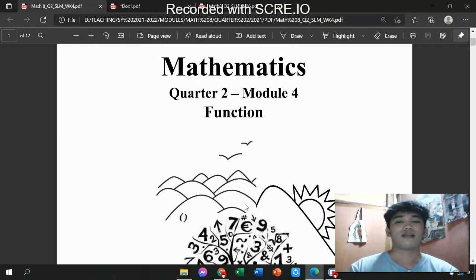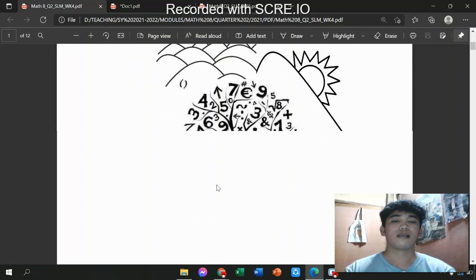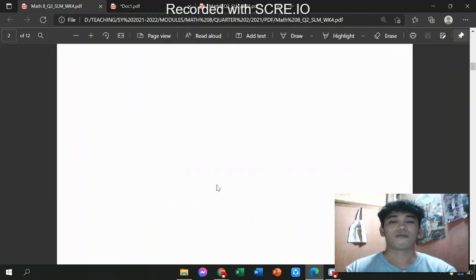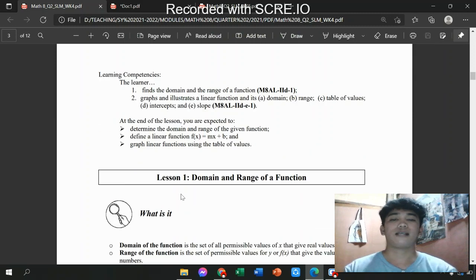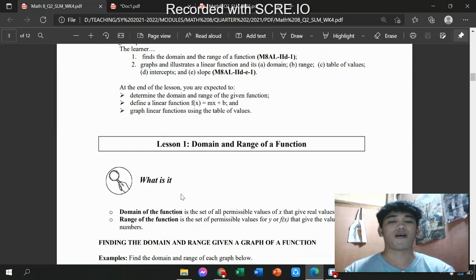Nanata idea unsa ang function, di ba, sa module 3. So in this module we are expected to determine the domain and range of the given function, define a linear function f of x equals mx plus b, and graph linear functions using the table of values. Those are the expected outcomes after learning this module. So let's go directly to lesson 1, the domain and range of a function.